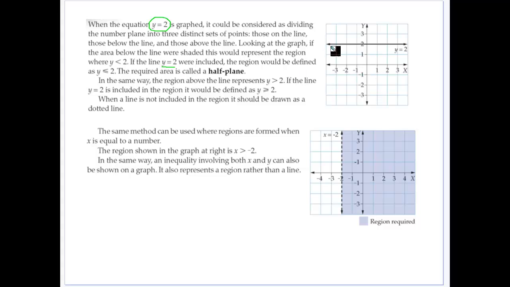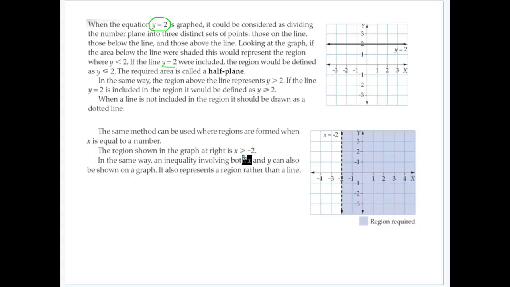So in this case, we've got to consider our numbers then. If we're looking at the numbers for y being less than 2, then that would be every number below y being equal to 2. If y is greater than 2, we're talking about every point up here having the y coordinate greater than 2. So we'd be shading everything there. And we can see that with this one here.